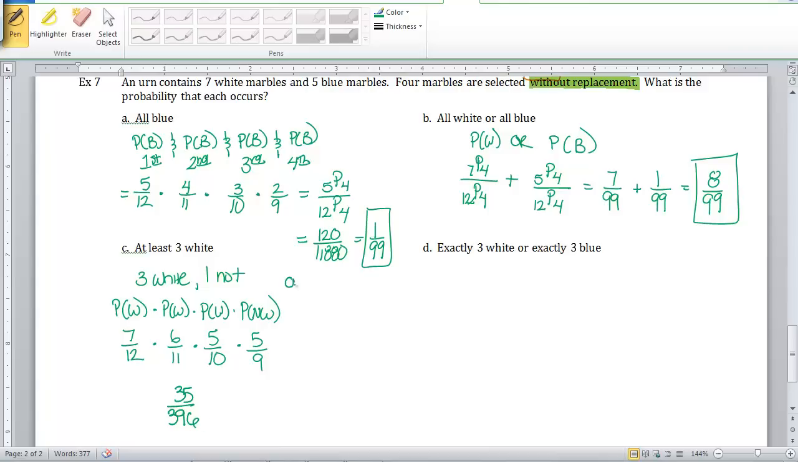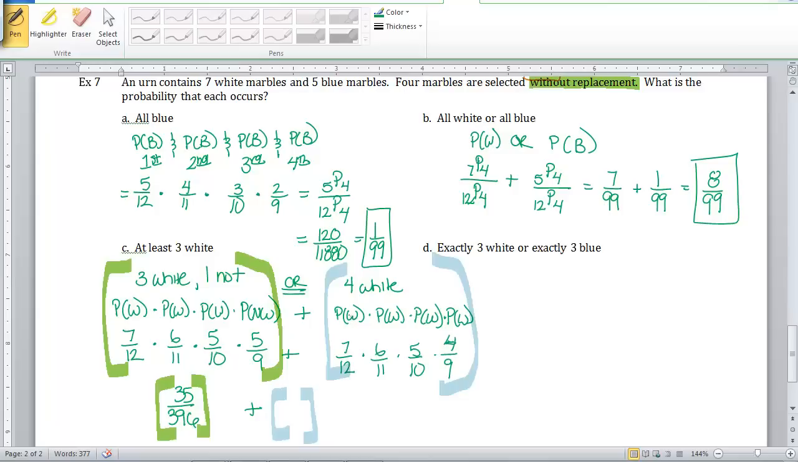Or, so we're going to add. We need to have 4 white marbles. For 4 white marbles, we need the probability of getting white each time. So the probability of getting 4 white would look like this, which calculates to 7 over 99. If I add these two values together and simplify, you would get 7 over 44.